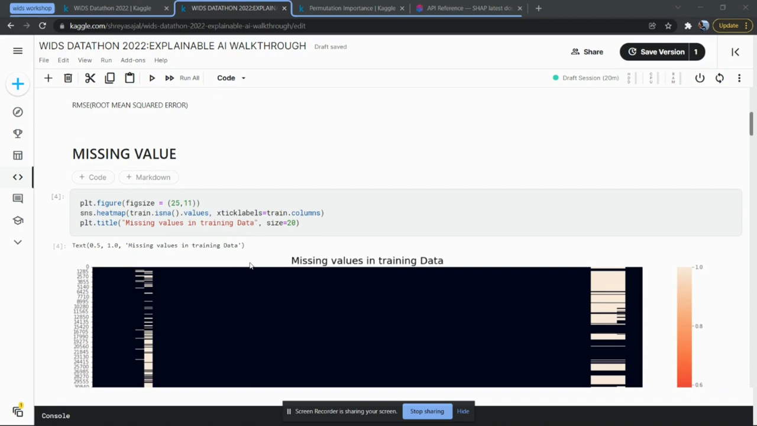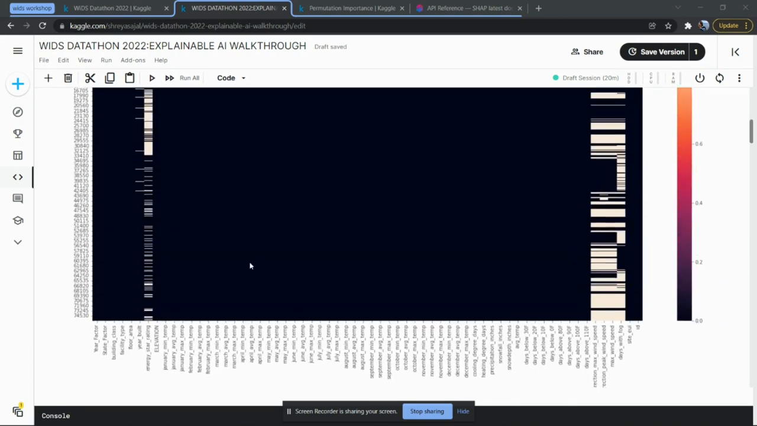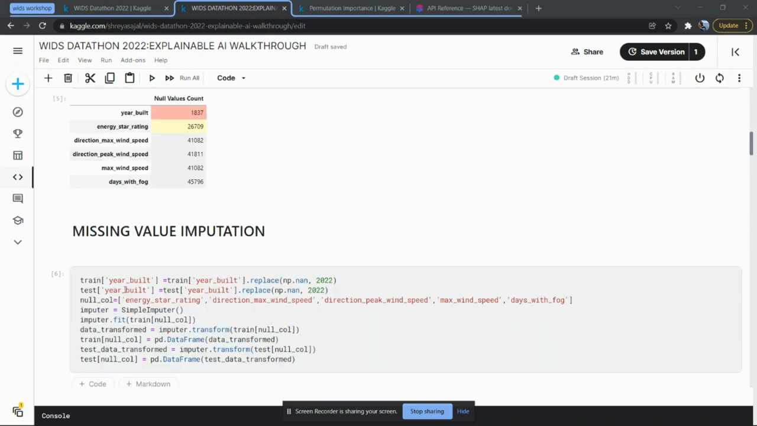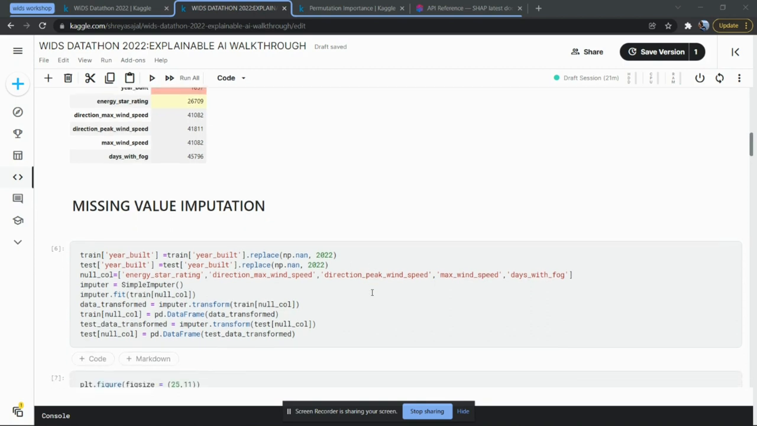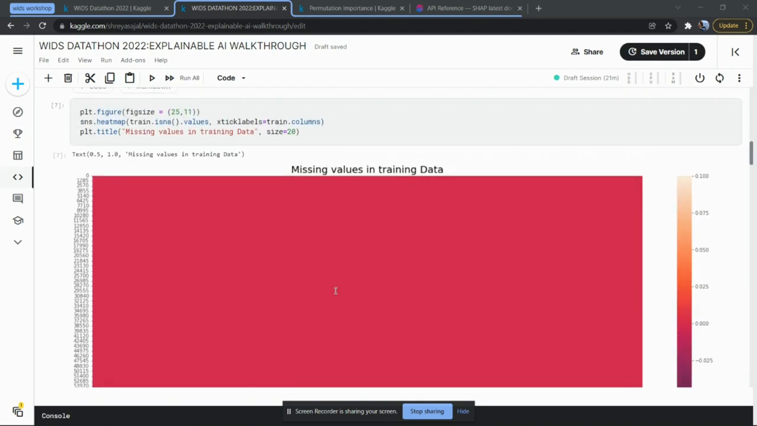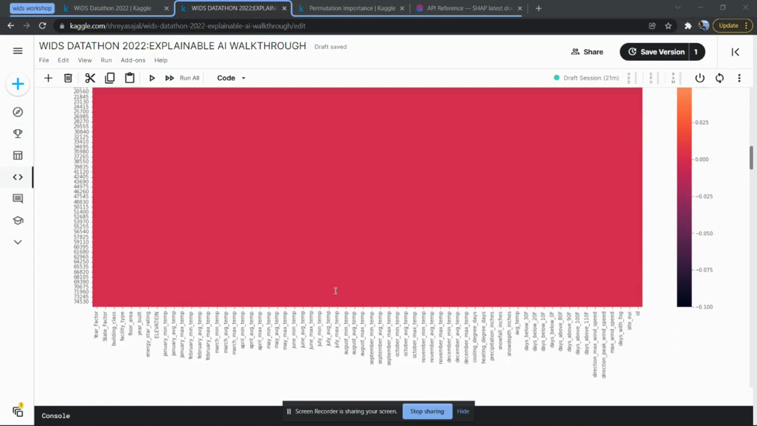Then we check for the missing values, and we can see over here in this heat map that these are the six columns that are having missing values in the most prominent numbers. We cannot remove them because that will be a loss of valuable data. So we will impute the values. Year built was replaced with the current year, and the other null columns were handled through the simple imputer method that is available in the scikit-learn library. Now you can see after imputing the values, we are having zero missing values.